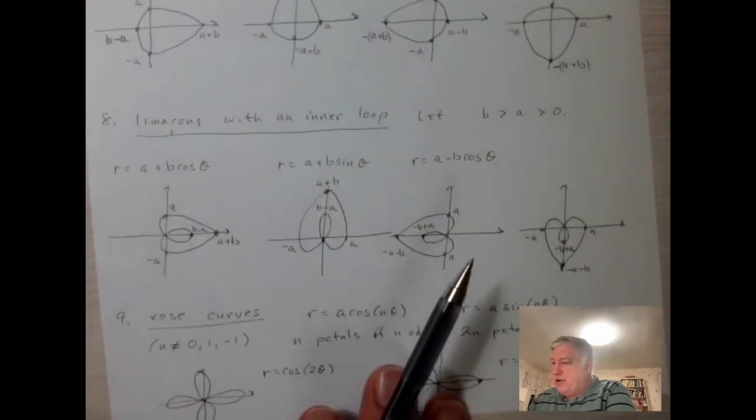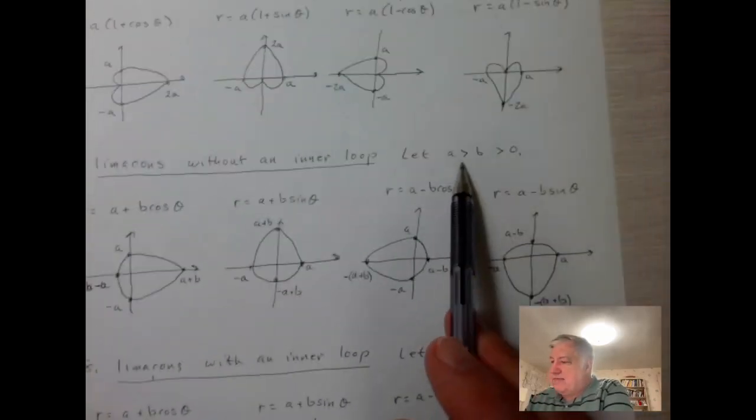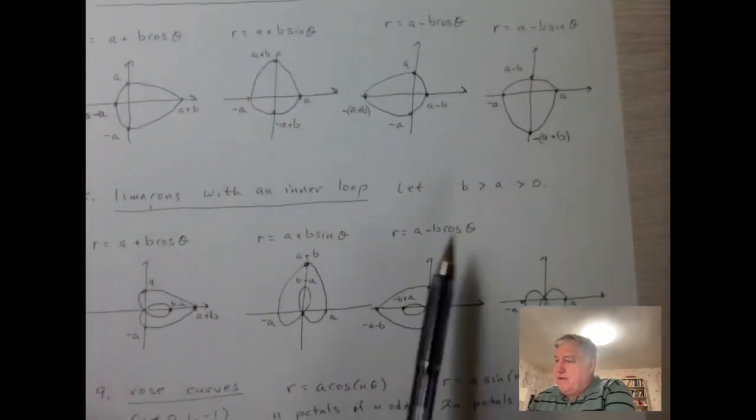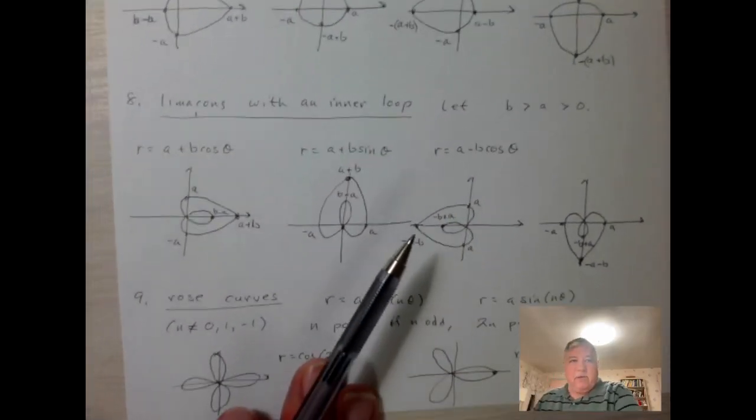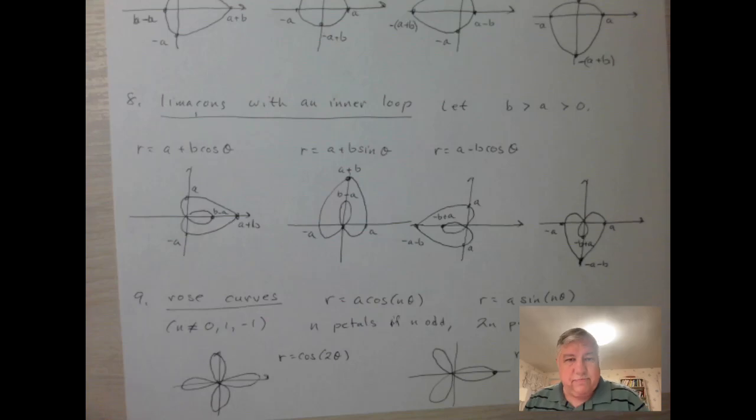And then the interesting one is, so this is when a is bigger than b. If b is bigger than a, then we have something else. Then we have what we call limacons with an inner loop. And this is going to be where the graph actually passes through the origin. So you have that.